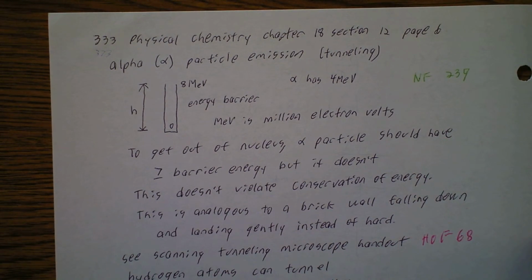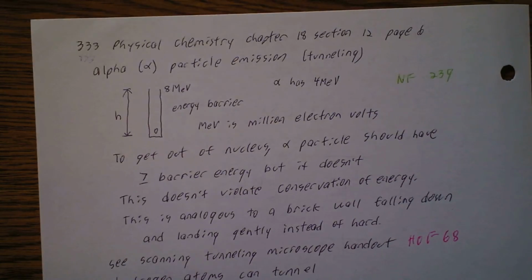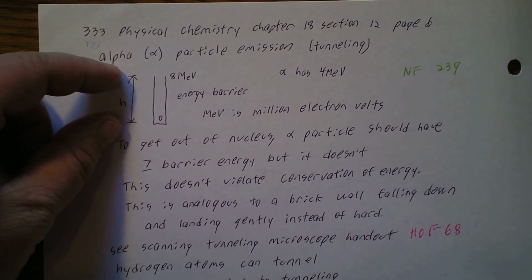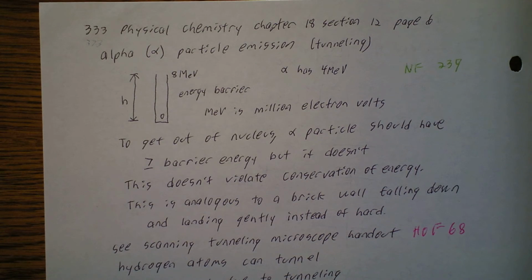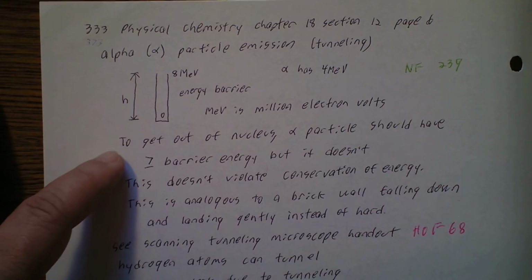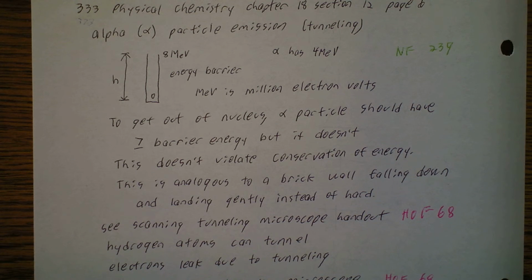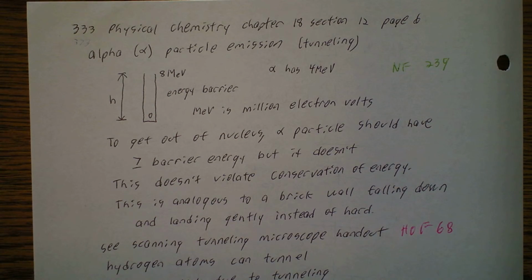Now let's talk about radioactive decay. An alpha particle emission, same symbol alpha, but this is different from the number alpha we saw in the previous page. So this is an example of tunneling. Here's our H. So we have 0 to 8 million electron volts. So this is the energy barrier. Now the alpha particle only has 4 million electron volts. So to get out of the nucleus, the alpha particle should have more than or equal to the barrier energy. See, this is the 8 million electron volt barrier energy to get out of the nucleus.